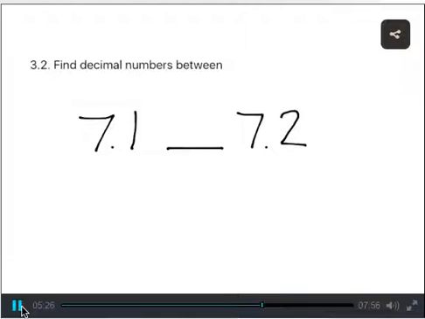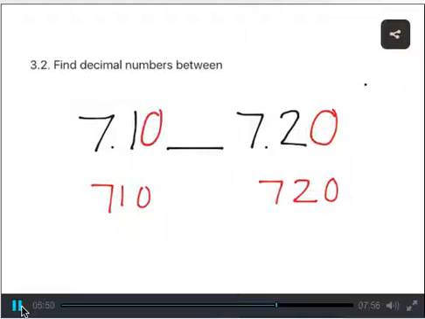Write down this example. I need a number between 7.1 and 7.2. It looks like there isn't any numbers between those. But again, I'm going to make these numbers a little longer. I'm going to add zeros to the ends. And I'm thinking, this kind of looks like 710. This looks like 720. Can you think of a number in between those two? I can. I'm going to pick 715. Now remember, there are decimals after the 7, so I'm going to put mine back in. So my answer is 7.15. There are more answers than this, 7.11, 7.12, and 7.13, for example.